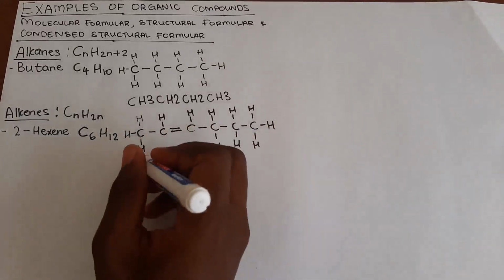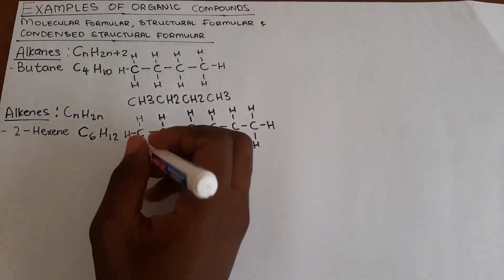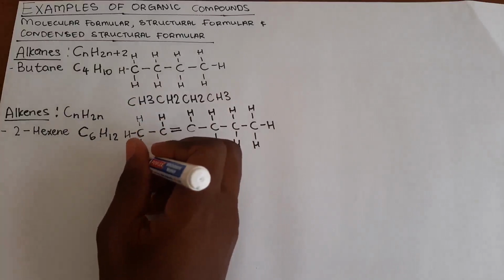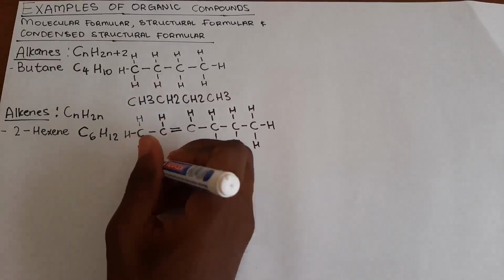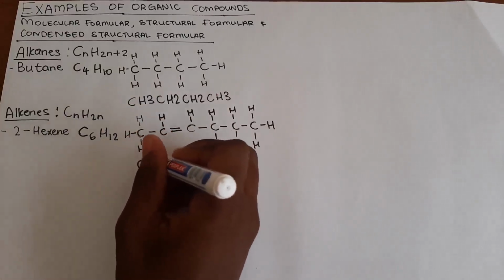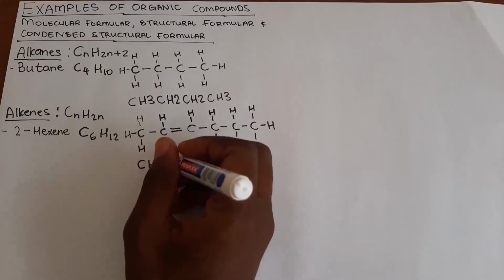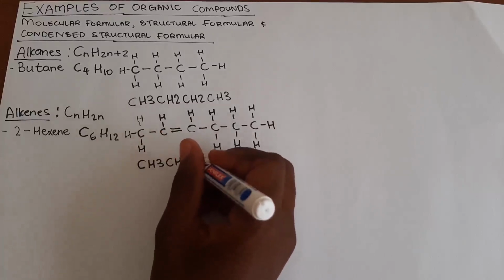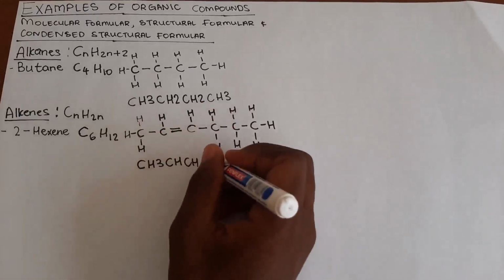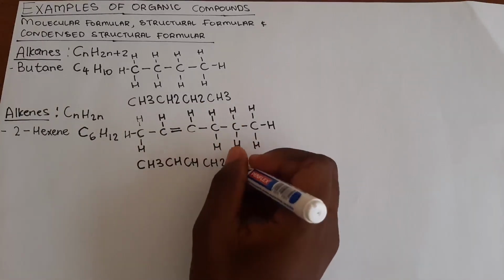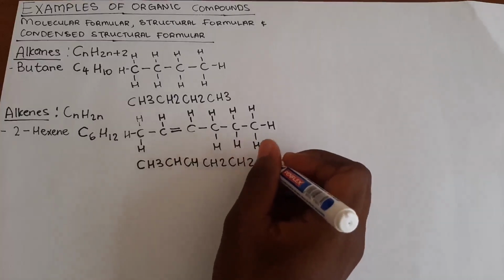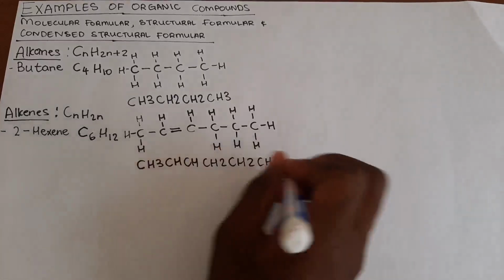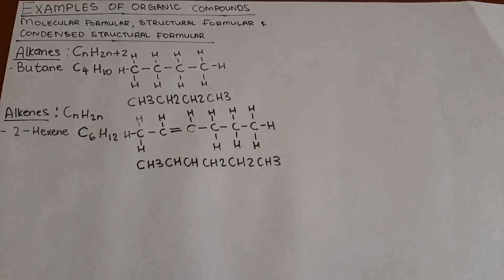Now that you have looked at its structural formula, for the condensed structural formula we're going to have CH3, CH2, CH3, and this is the condensed structural formula of this 2-hexene. Let's jump right now to alkynes.